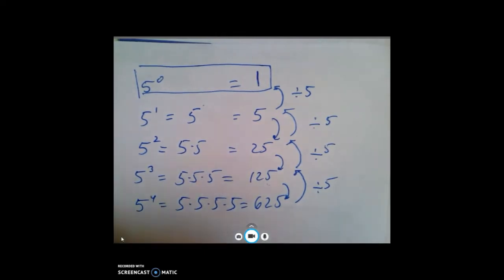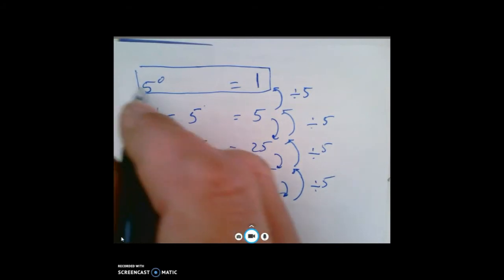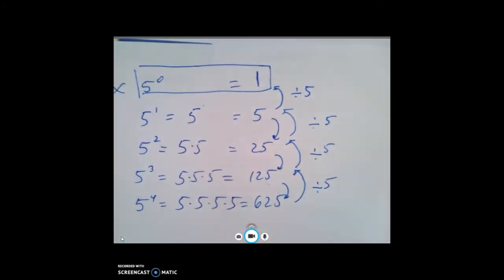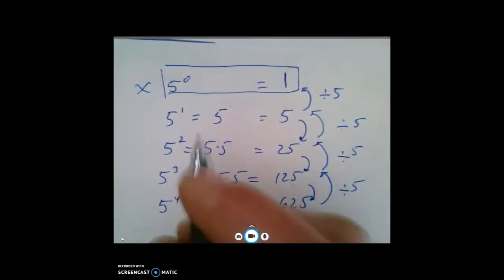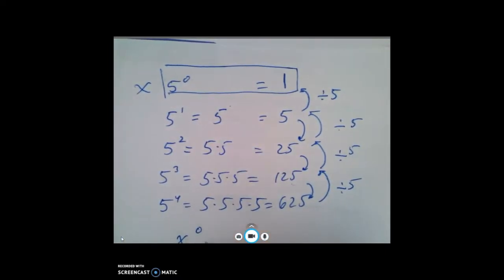Now, this works for any 5, any number. This could be a 10. It could be 3.1. We can call it an x if we wanted to. So this rule works for any x. So we would say any x to the 0 is 1.